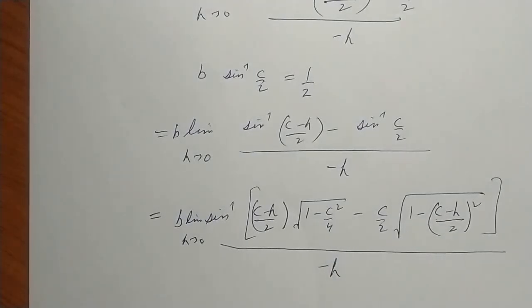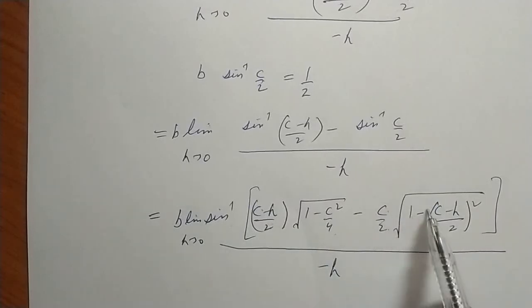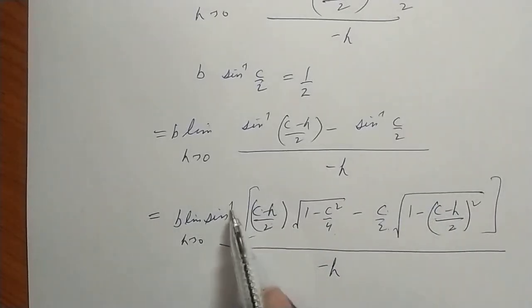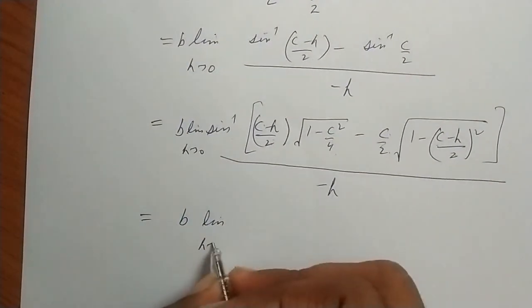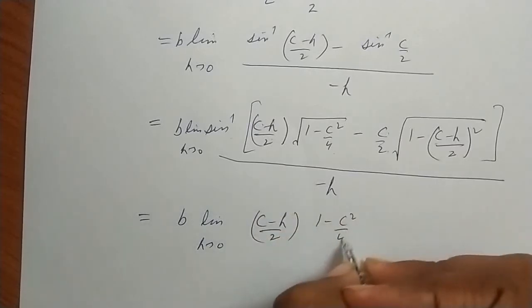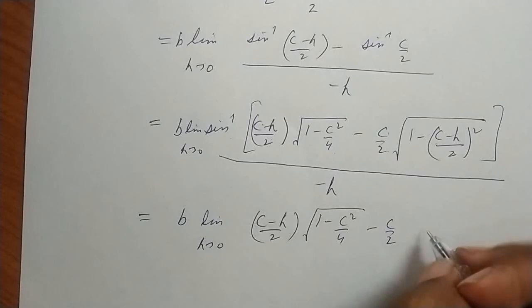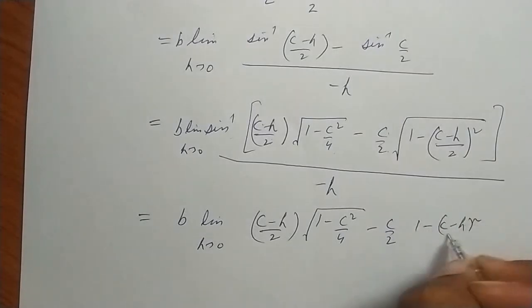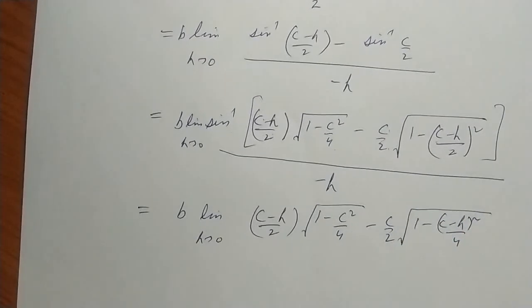So now on simplifying this, we can write sin inverse x, when h tends to 0. This is tending to c by 2 root of 1 minus c square by 4, and this is tending to c by 2 root of 1 minus c square by 4. So sin inverse x can be written as x. So limit h tends to 0 of (c minus h by 2 times root of 1 minus c square upon 4, minus c by 2 times root of 1 minus (c minus h) whole square upon 4).